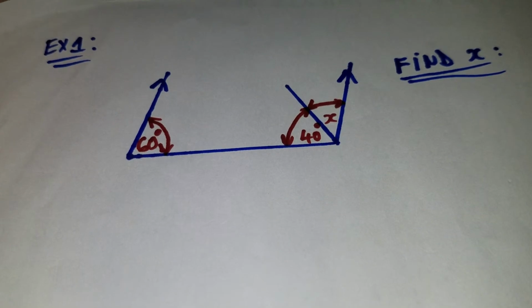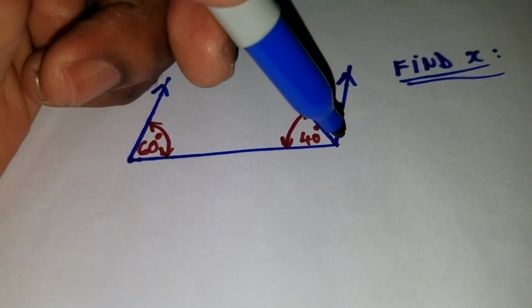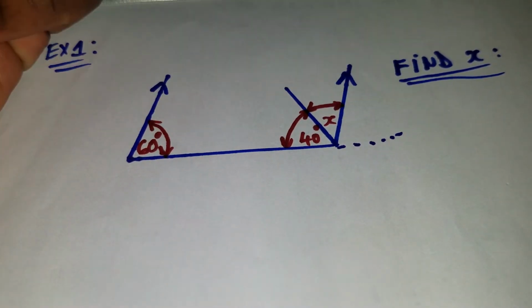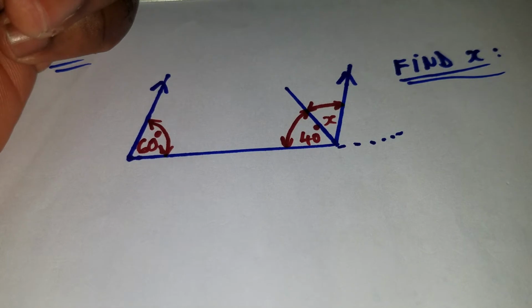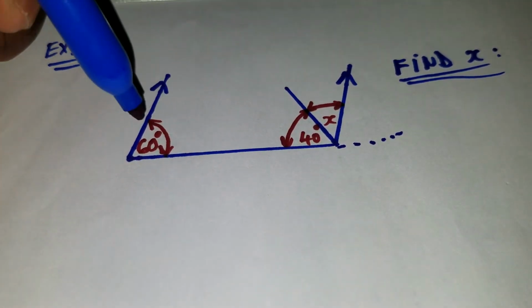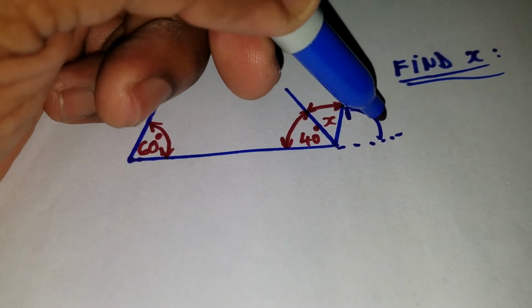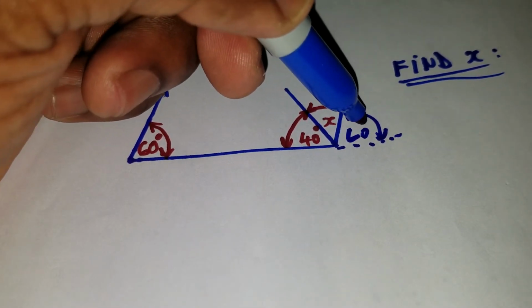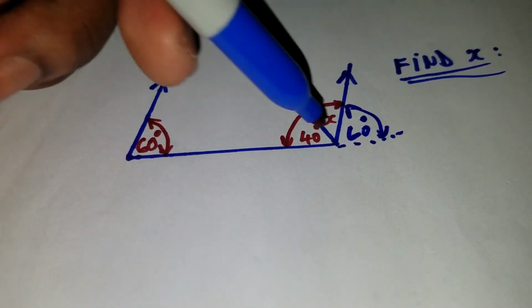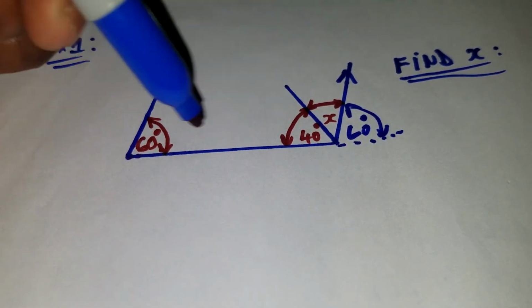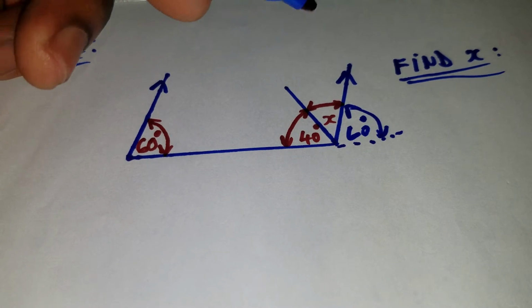Now what I would do here is first realize that if we need to find x, I would make a dotted line here. Good? And then if this is 60, therefore this angle here must be 60 as well, because corresponding angles are equal when we have two parallel lines cut by a transversal. So 60 corresponds to this 60.